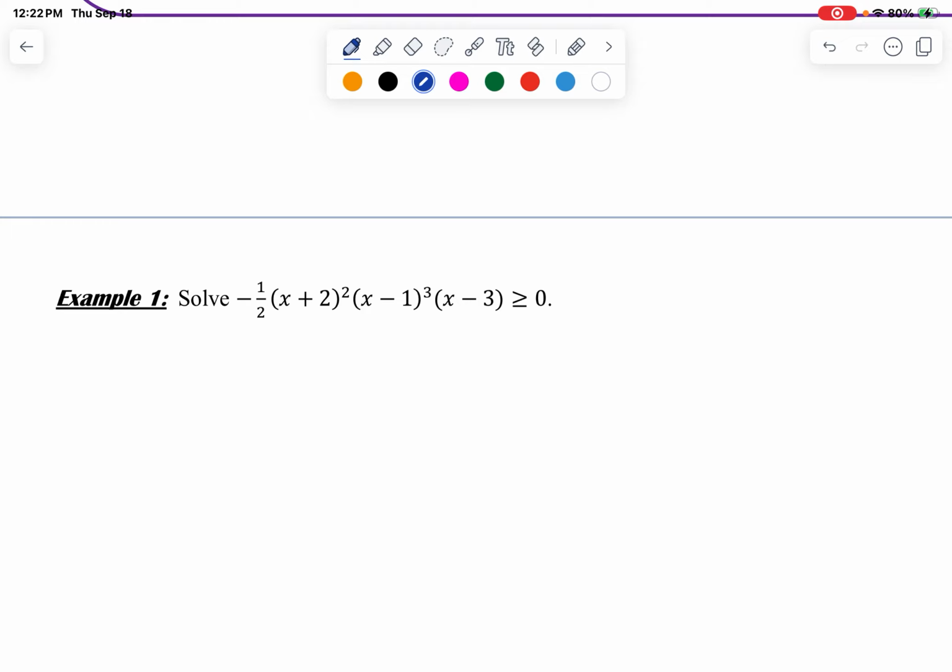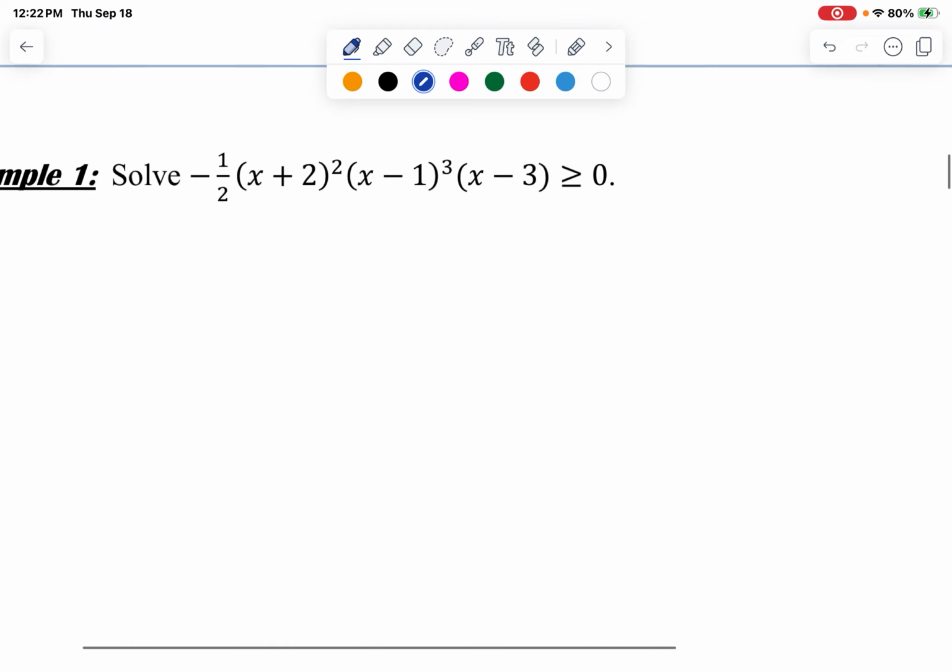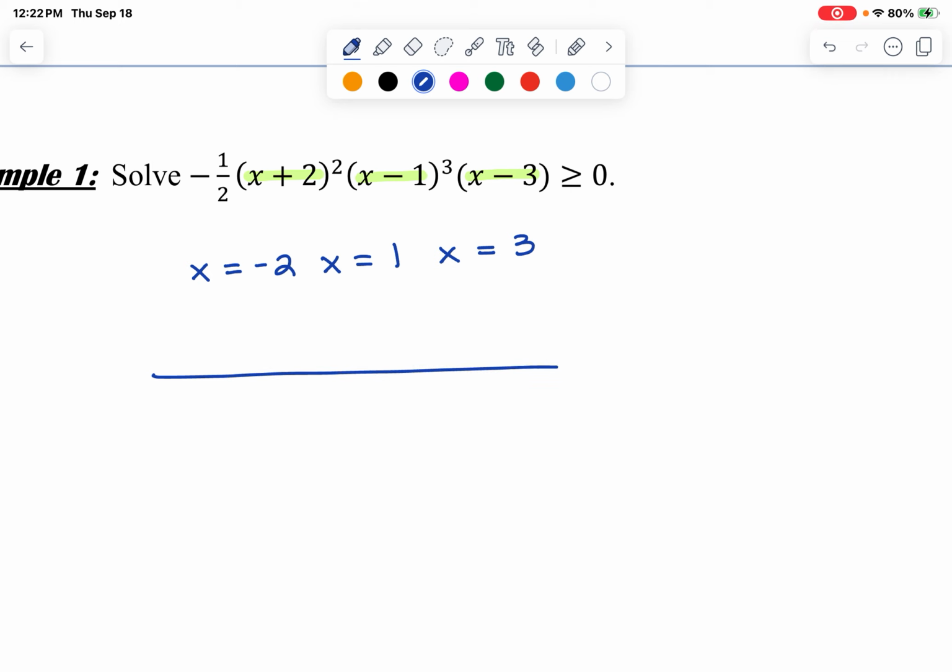So first off, you need to find your zeros. This is already factored for me. So I'm going to set each factor equal to 0 and solve. Each factor with an x in it, that is. I'm not going to set -1/2 equal to 0 because there's no x in it. So we get 3 critical values. X equals -2, x equals 1, and x equals 3. So there's that -2, 1, and 3, which we know was part of our solution set, right?